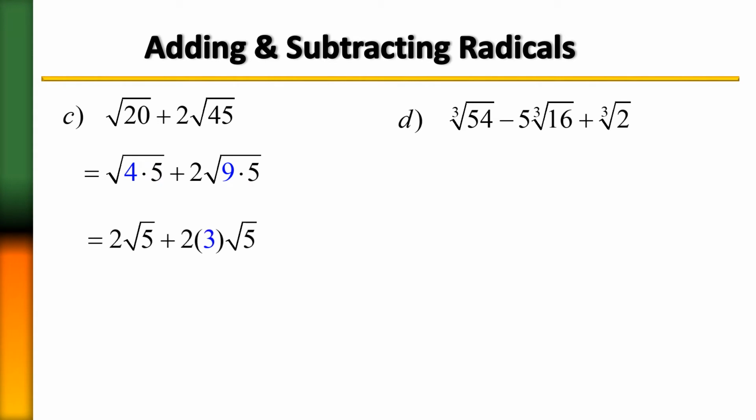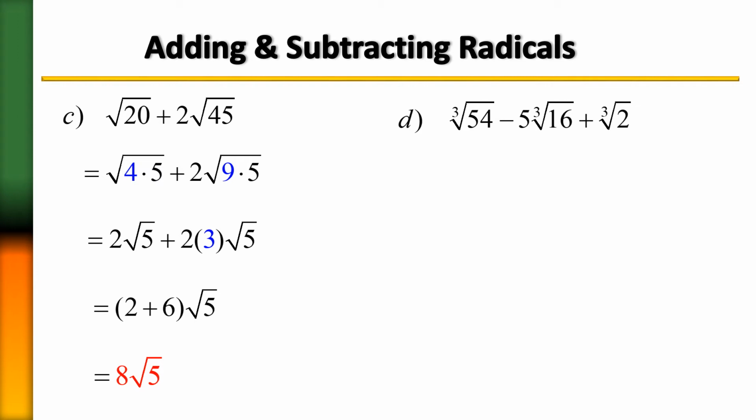Since what you're left with here are like terms, you can go ahead and simply combine the numbers that are on the outside. So you have a 2 and a 6 outside. You can combine those two to give you a final answer of 8 radical 5. Let's look at example D.